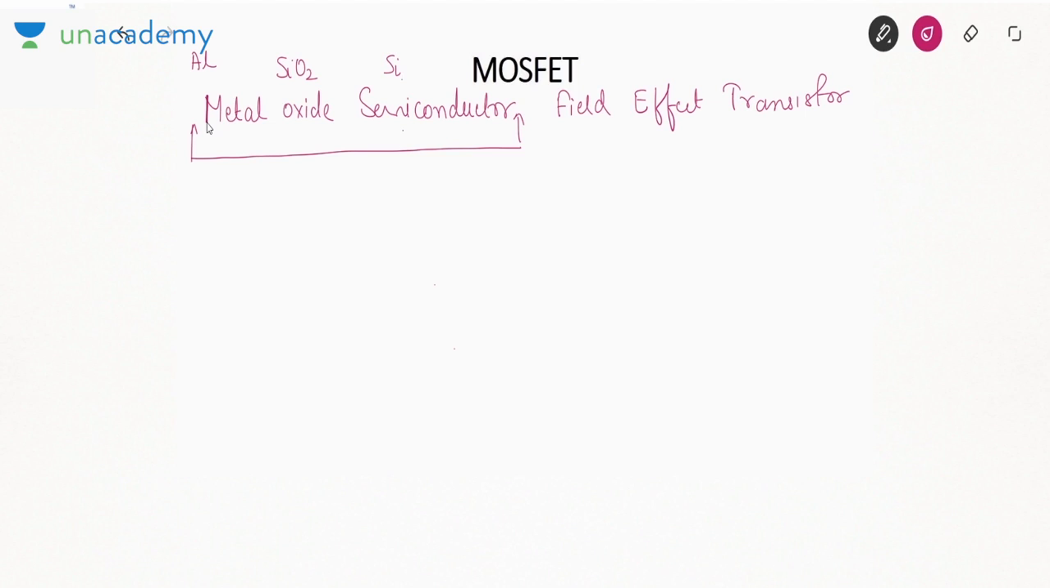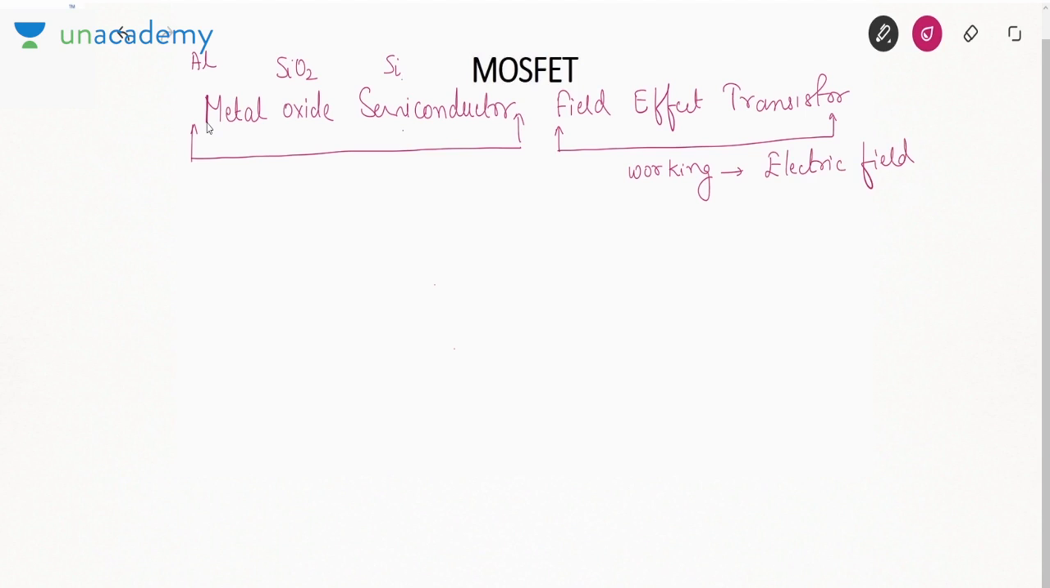And what about this field effect transistor? This means that this transistor will work on the basis of electric field. It is affected by electric field, hence field effect transistor. So the first term is related to construction and the second term is related to working. On what basis does it work? It works on the basis of electric field.